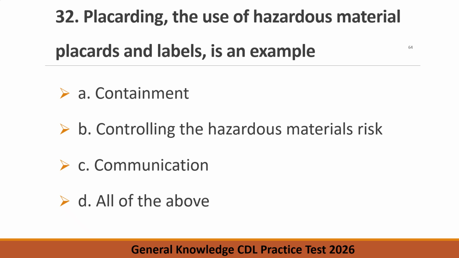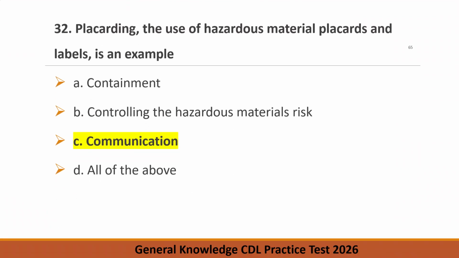32. Placarding, the use of hazardous material placards and labels, is an example of A. Containment. B. Controlling the hazardous materials risk. C. Communication. D. All of the above. Answer, C.